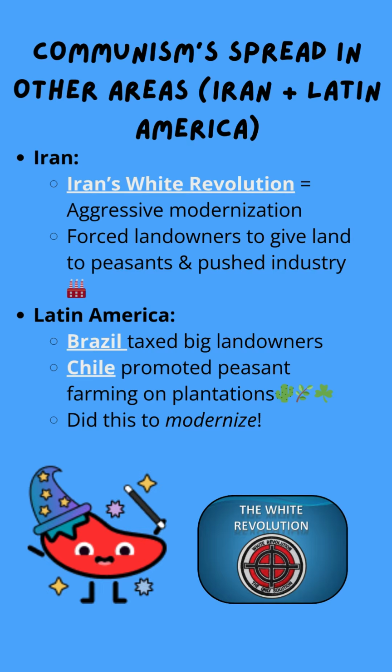Finally, communism in Iran and Latin America. You have Iran's White Revolution, which was aggressive modernization and forced landowners to give land to peasants and push industry. And then in Latin America, Brazil taxed big landowners, and Chile promoted peasant farming on plantations. And they all did this to modernize. In Latin America, it was more of a way some countries decided to either prevent communism or support communism. It was a mix of both.